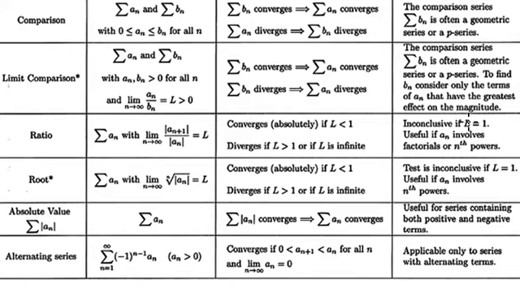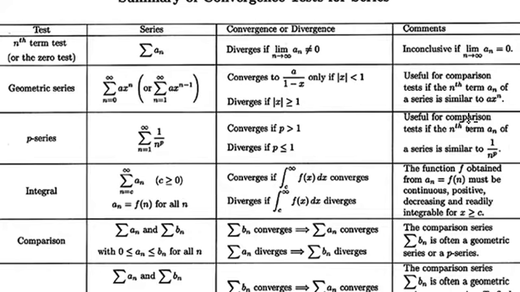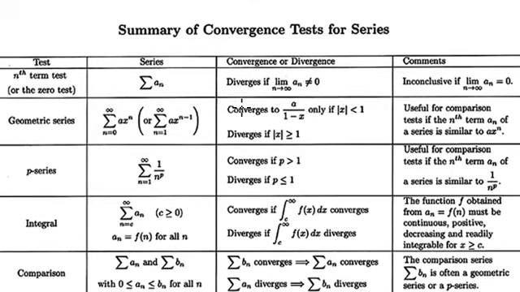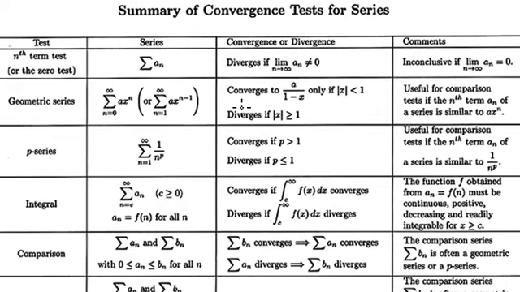So when investigating a series, the first test that you should perform is the nth term test. So if you're trying to investigate a series, find the limit of the sequence. If it's not zero, then you know 100% sure that it's going to diverge, and we've seen this in the past.